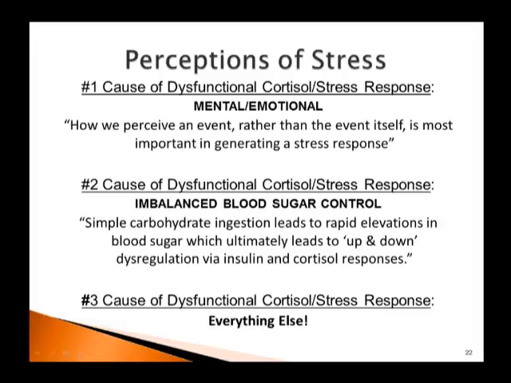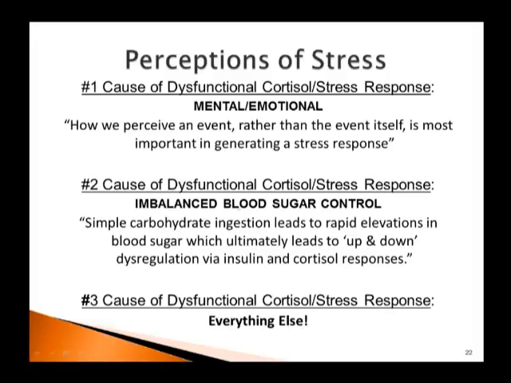I made this slide a long time ago because I tried to break it down and get an idea. And the patients that I had worked with for many years, whether they're kids on the spectrum or adults with a wide variety of issues, chronic fatigue or heart disease or certain people with mental health problems. And what I realized is that really the number one thing that tends to cause a dysfunctional cortisol response, a stress response in our body is mental emotional. It's how we perceive an event, really rather than the event itself. And it truly is the most important thing that generates that stress response. The second most important thing that tends to cause problems for the vast majority of us is imbalanced blood sugar.